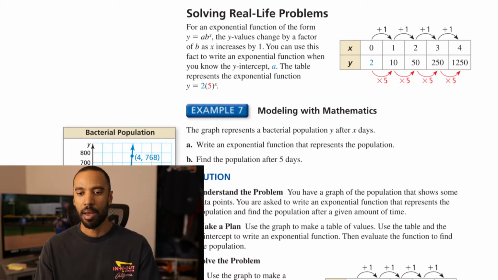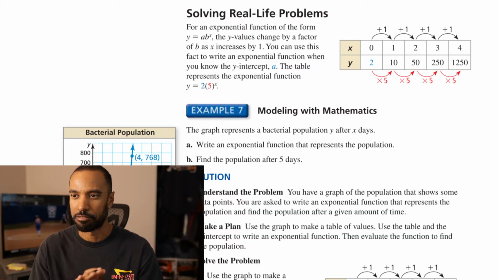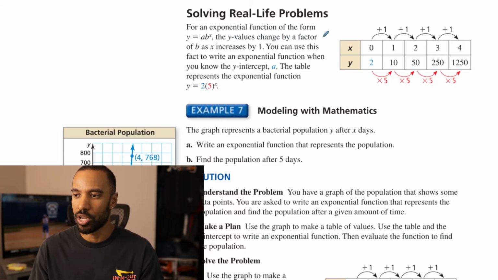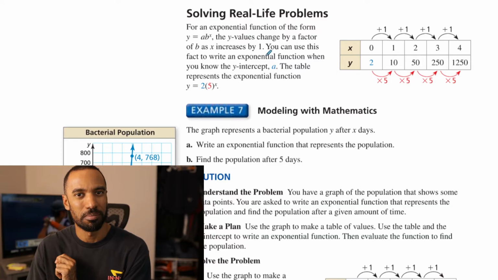Okay, real life problems. Probably our last page of our lecture, and this is, like I stated, the largest lecture, probably the largest video we're going to have. For an exponential function of the form y equals ab to the x, the y values change by a factor of b as x increases by 1. Times 5, etc. You can use this to write, I did it one problem too quickly.